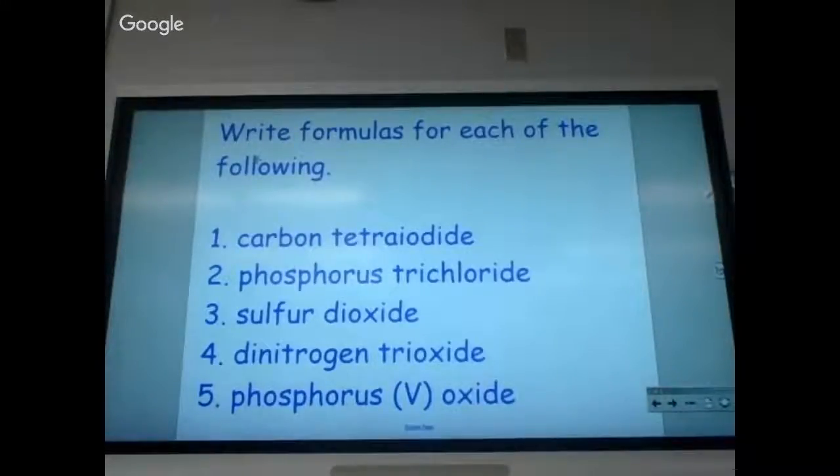Alright, so the first one. What's carbon tetraiodide? CI4. What is phosphorus trichloride? PCl3. What is sulfur dioxide? SO2. What is dinitrogen trioxide? N2O3. And diphosphorus pentoxide? P2O5. Everybody okay with those three? Alright. What was the last one? P2O5.